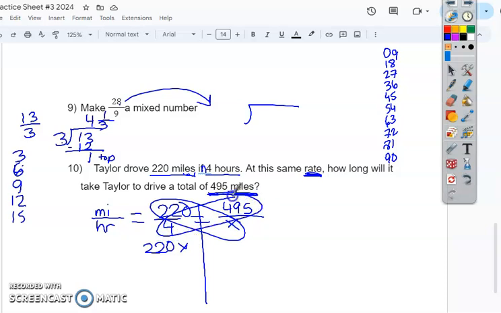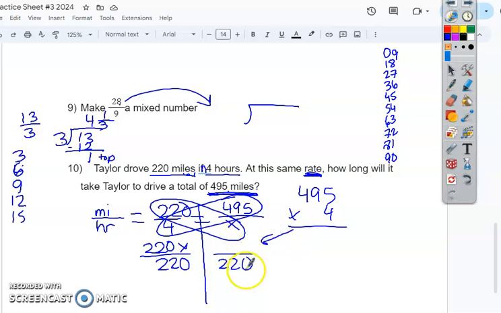Your job is to multiply 495 times 4. Whatever you get, it goes right here. Then you will divide both sides by 220. And you can cross off those zeros. Okay? I will not always walk you through it this much, but I'm trying to get you the new material so that you'll understand it.